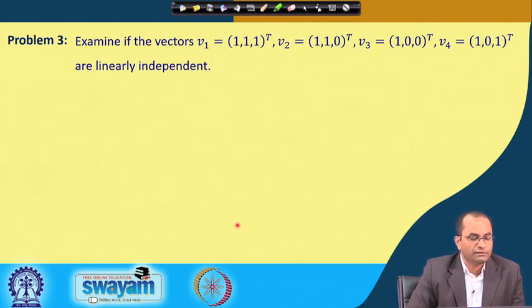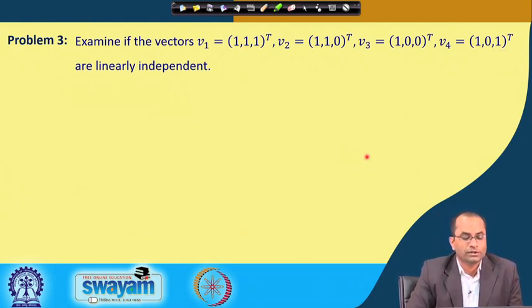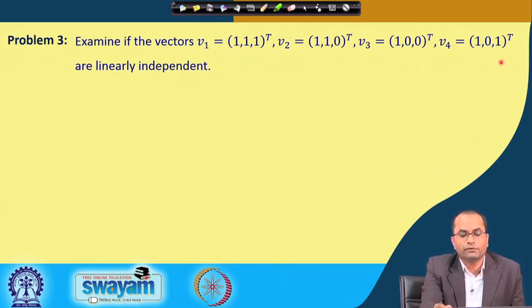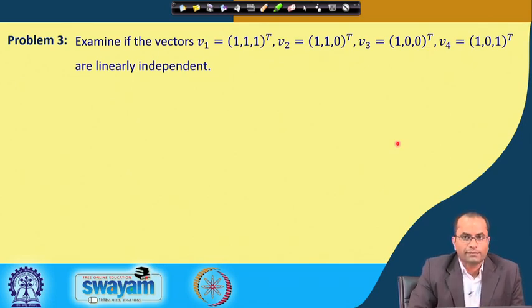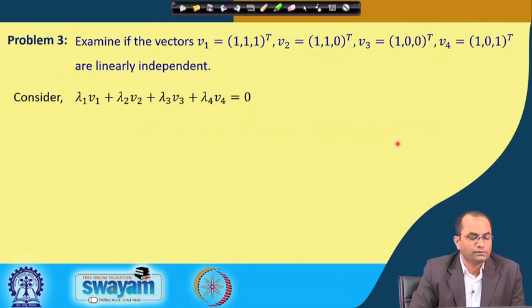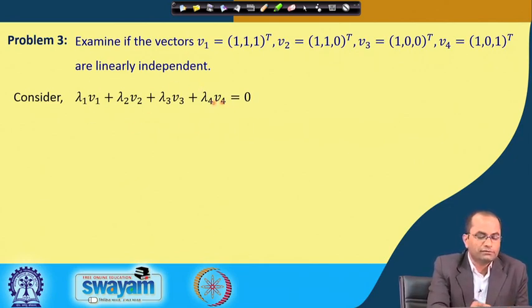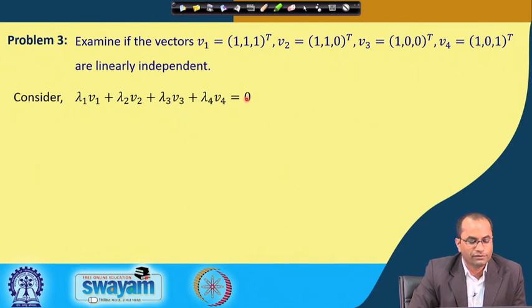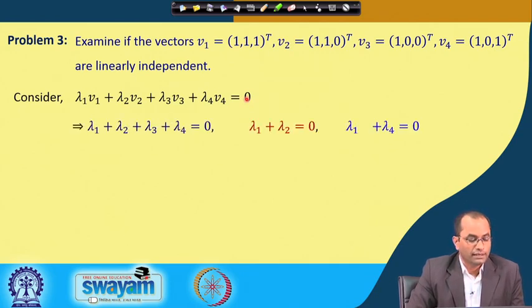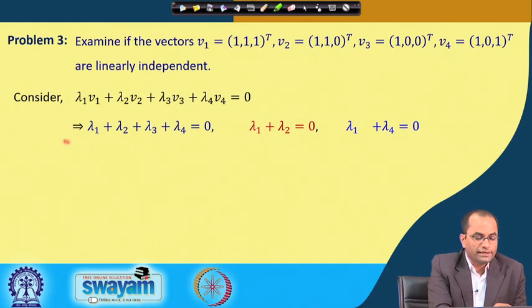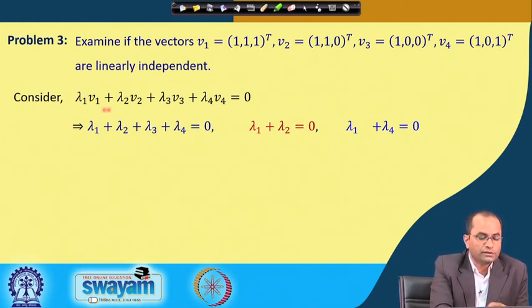And in this problem 3, we examine whether the vectors (1, 1, 1), (1, 1, 0), (1, 0, 0), and (1, 0, 1) are linearly independent. So we have taken these 4 vectors now, and we want to check whether they are linearly independent or linearly dependent. The same process we will continue now. We will consider this linear combination, and that will be set to 0. So we have lambda 1 v 1 plus lambda 2 v 2 plus lambda 3 v 3 plus lambda 4 v 4 is equal to 0, and this will imply... So we now have to form these equations here.